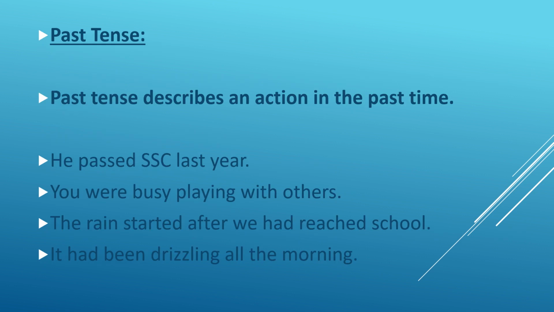Now, past tense. If you want to define past tense, past tense describes an action in the past time. That is, it was finished earlier, it is not now, previously it was done. He passed SSC last year. You were busy playing with others. The rain started after we had reached school, and it had been drizzling all the morning. Different types of past tenses are here.